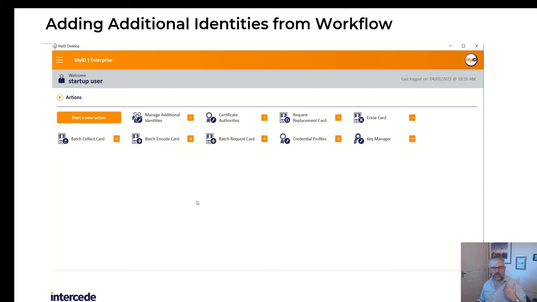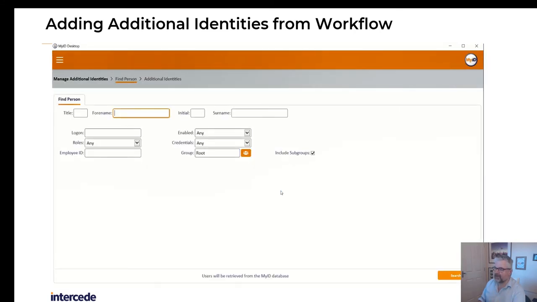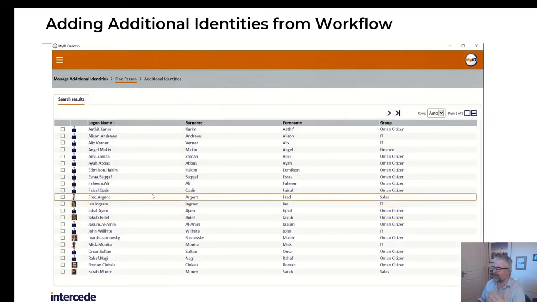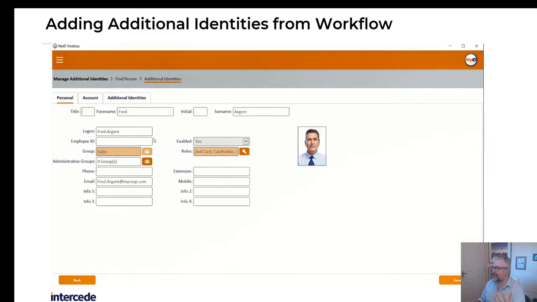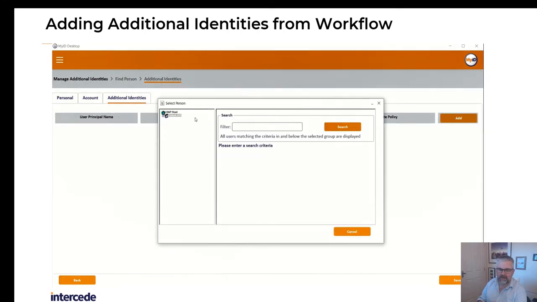So here we're going to look at how we actually associate the certificate template with the additional identity with the user account. Under the People section, we have a Manage Additional Identities workflow. Here you select the name of the account that you want to have as the primary account. So here we're going to have Fred Argent, and there he is. And you'll see there's a tab there for additional identities. This is the point where we specify what additional identities within the LDAP, or within the MyID database, we're going to be using for Fred.